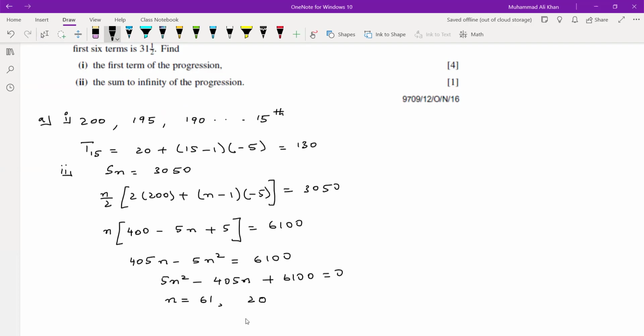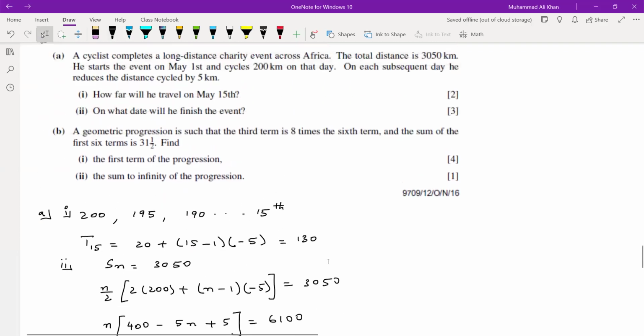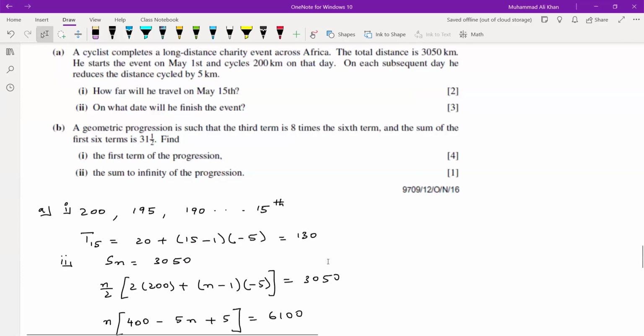अब आप देखिए क्वेश्चन क्या लिखा हुआ है जनाब. A cyclist completes a long distance charity event across Africa. The total distance is this. He starts the event on May 1st and cycles 200 kilometers on that day. On each subsequent day, he reduces the distance by 5 kilometers. How far will he travel on 15th May? The first part, 130. And the second one, on what date he will finish the event.